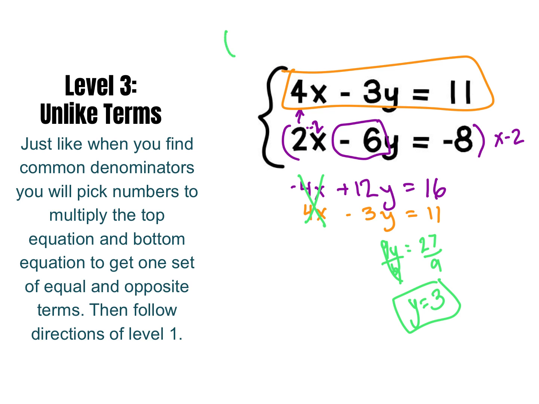I'm almost done. My y value is 3. I need to figure out my x value. So let's go ahead and plug this 3 in. In either equation, we'll plug it in here for the y. So 3 times 3 would go here. So let me rewrite that. 4x minus 3 times 3, which is 9. So minus 9 equals 11.